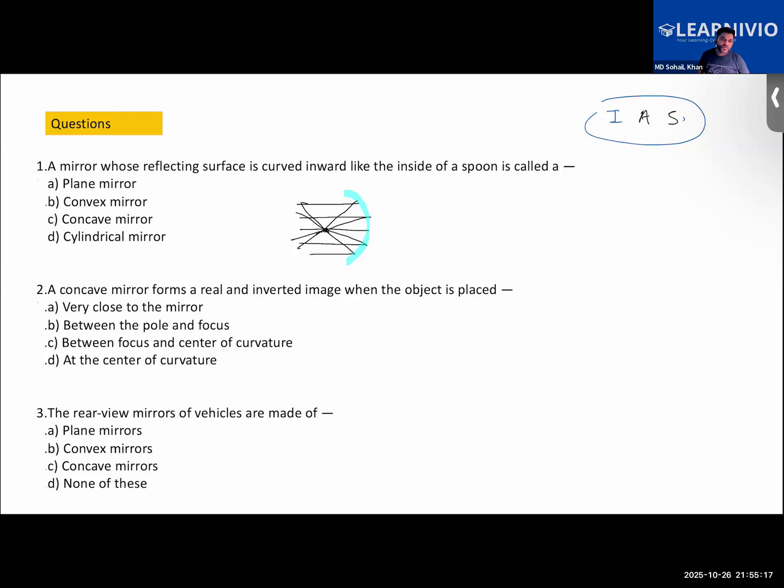If the object length and the image length are given, you can calculate that too. And the answer you were saying is actually correct: between the focus and the center of curvature is correct. Anyways, let's continue with the third question.